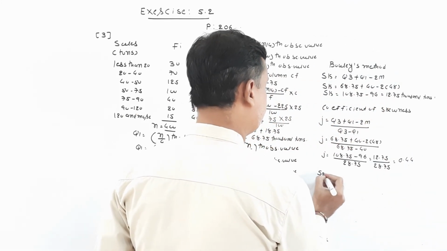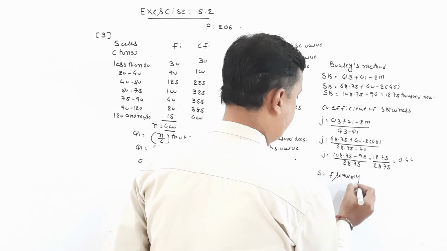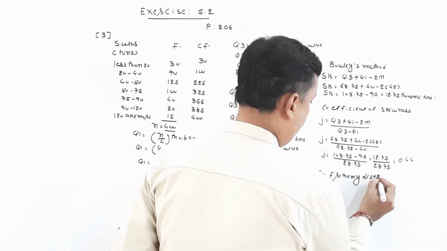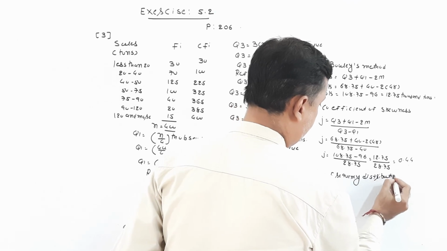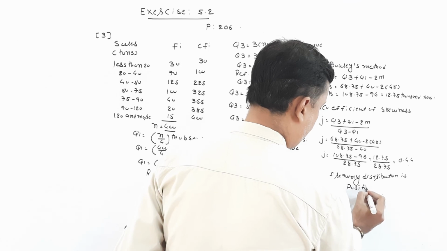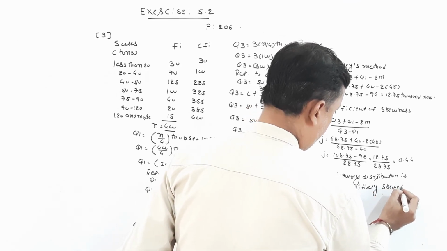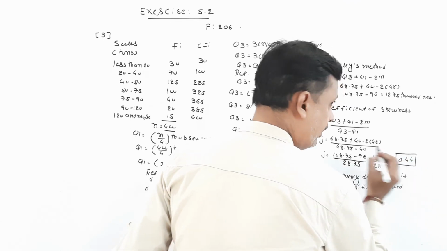So frequency distribution is positively skewed. तो आपका आंसर पॉजिटिव है, तो पॉजिटिवली है.